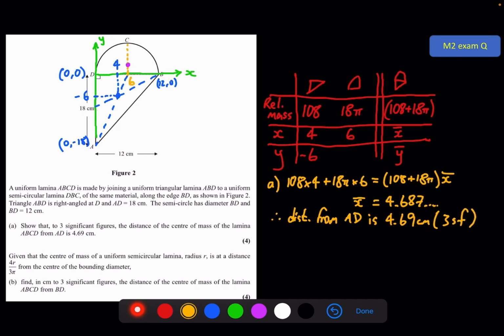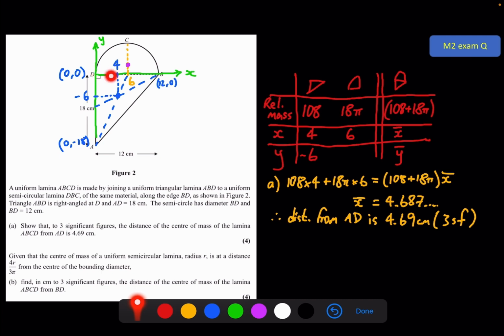Okay, that's part A done. Part B, given that the center of mass of a uniform semicircular lamina radius r is a distance this from the center of the bounding diameter, find in centimeters to 3 significant figures the distance of the center of mass of the lamina from BD.